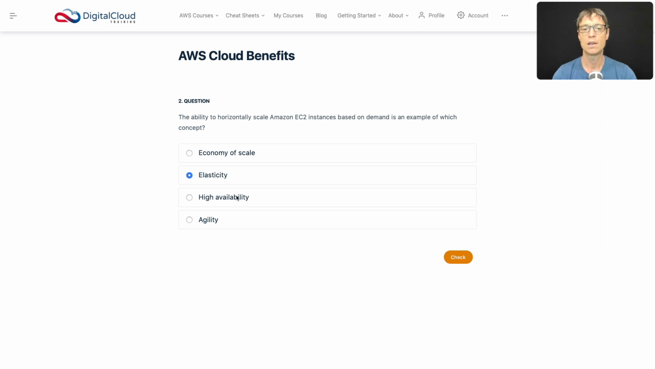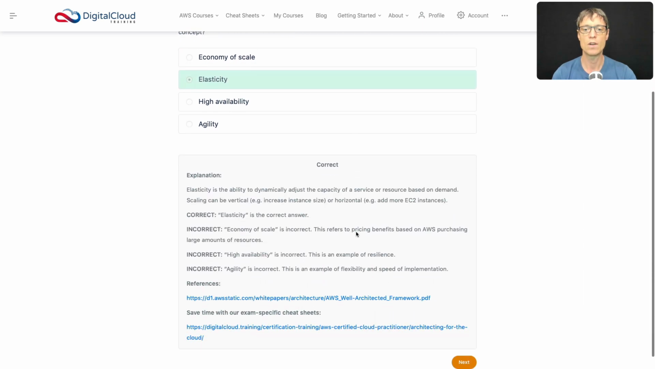High availability is an architecture where you can fail over or make sure that your application stays running in the event of a component failure. Now, what about agility? Well, again, that's more about speed and flexibility. So I think elasticity is the best option here. Let's just go ahead and check that one out. And that is the correct answer.